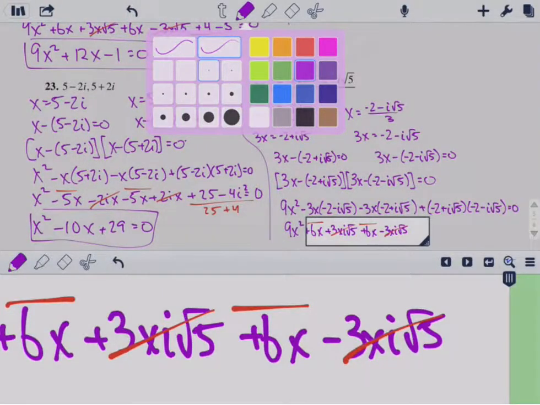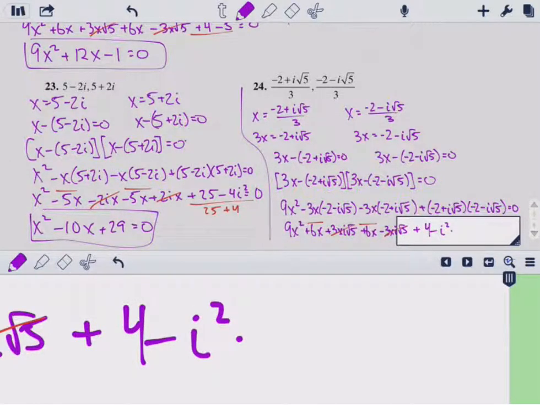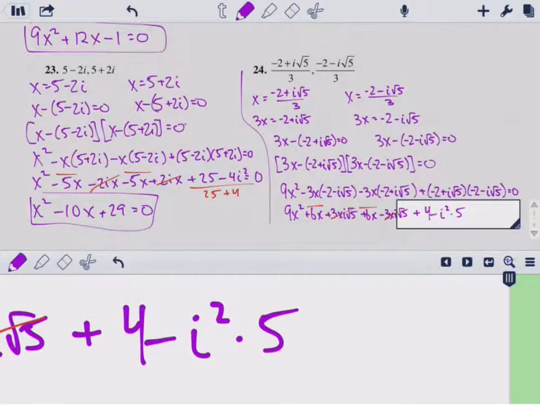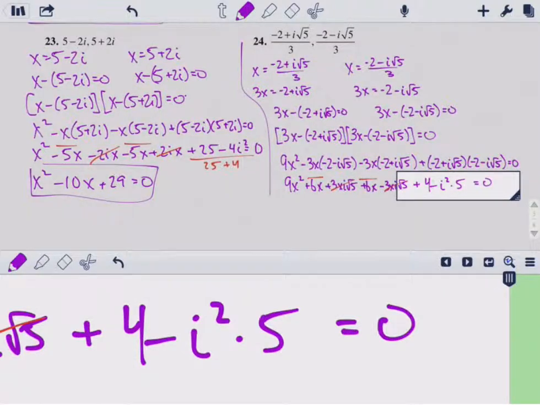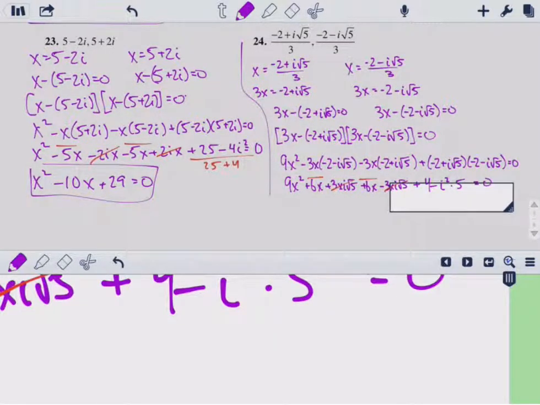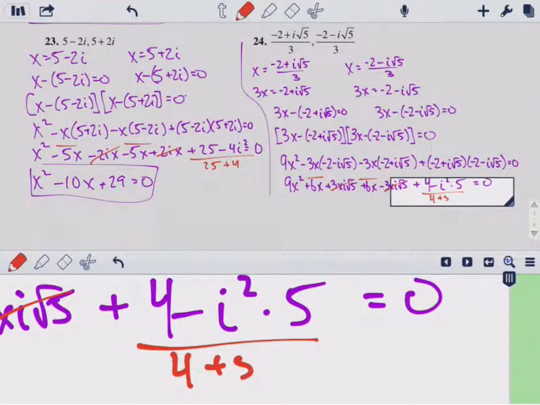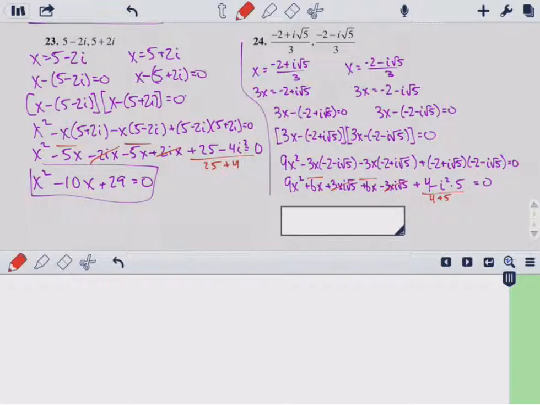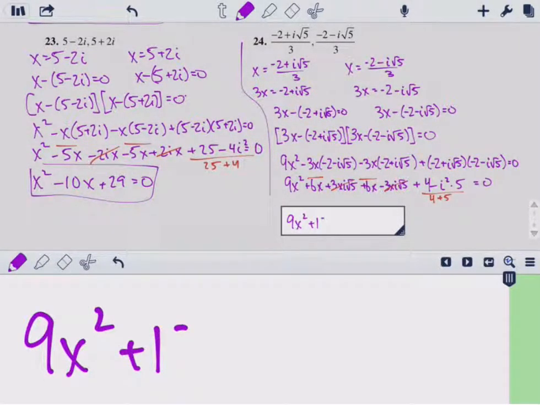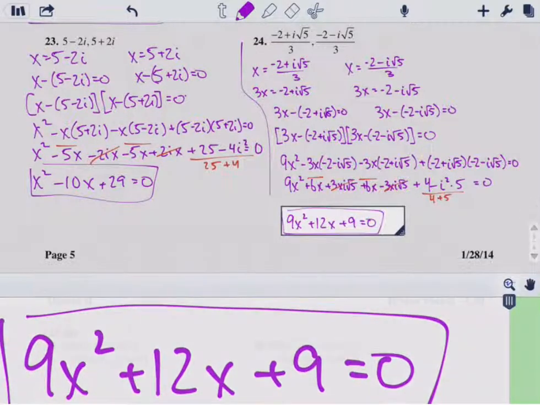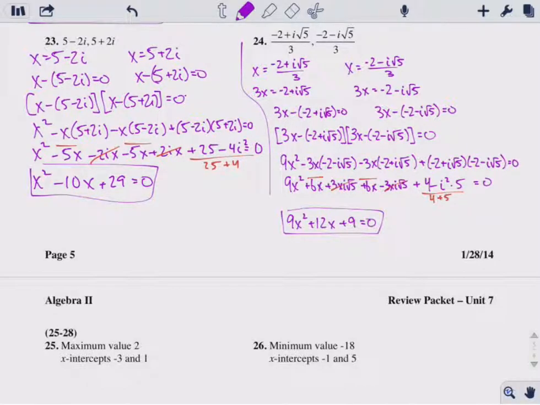They are conjugates, so negative 2 times negative 2 is 4, minus i squared times 5. All that is equal to 0. Remember that these will combine too because i squared is negative 1, so it's really 4 plus 5. Come down here, do your final touches. 9x squared plus 12x plus 9 is equal to 0, and that's your solution. So that's the end of page 5 for the Unit 7 review. I'll do page 6 next.